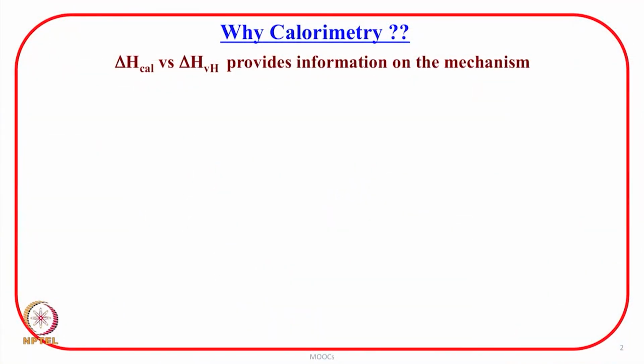We started discussing why calorimetry, what is the advantage of calorimetry over other methods. The Van 't Hoff equation, which is the variation of equilibrium constant with temperature, will give you the enthalpy. And if we can get enthalpy from the Van 't Hoff equation, and equilibrium constant can be obtained from any suitable method, then what is so special about calorimetry?